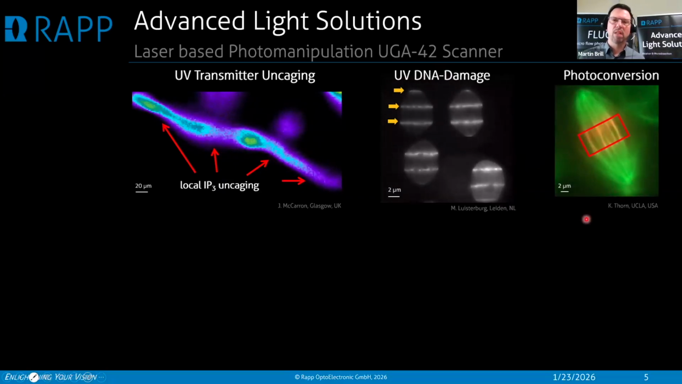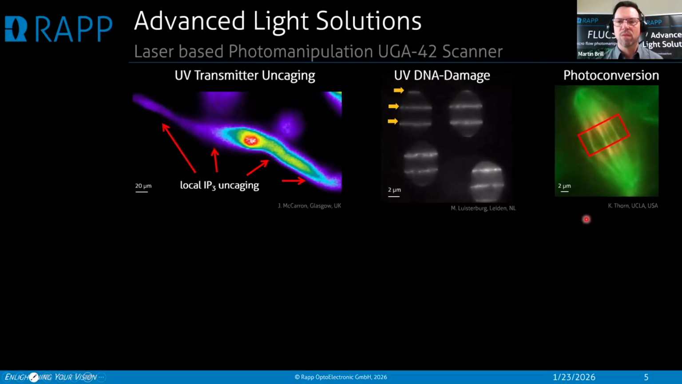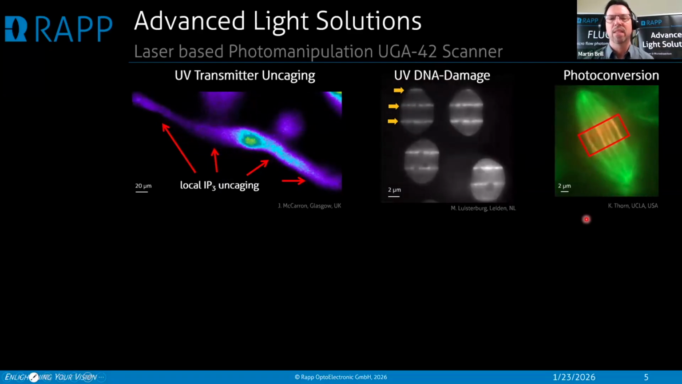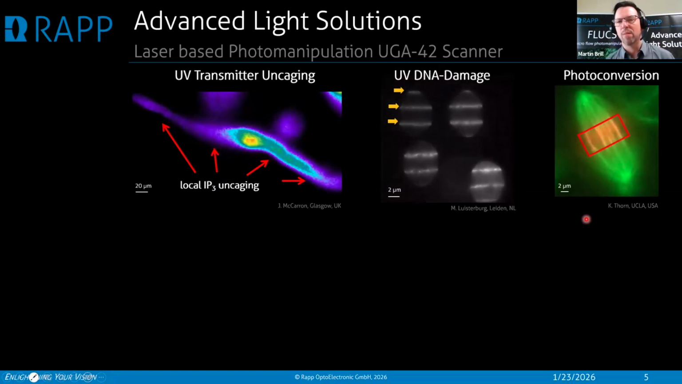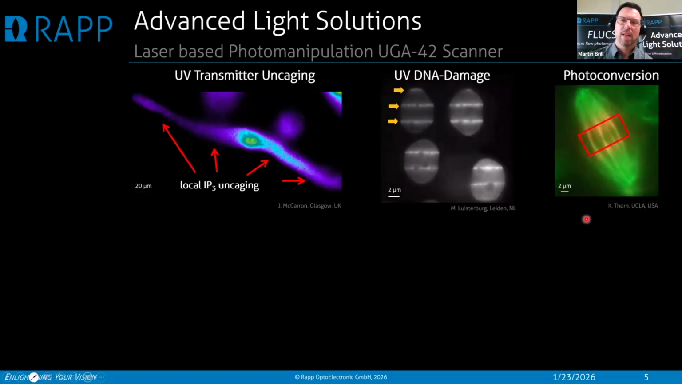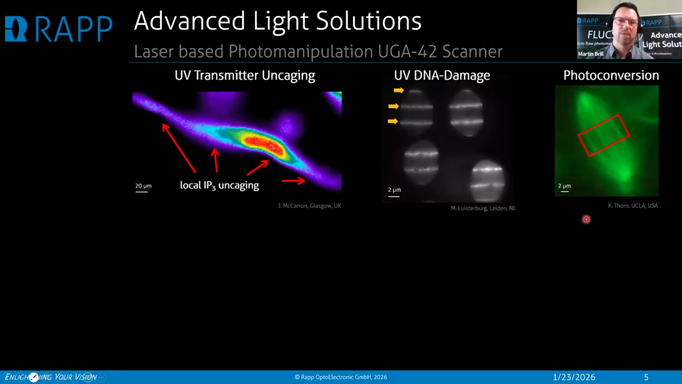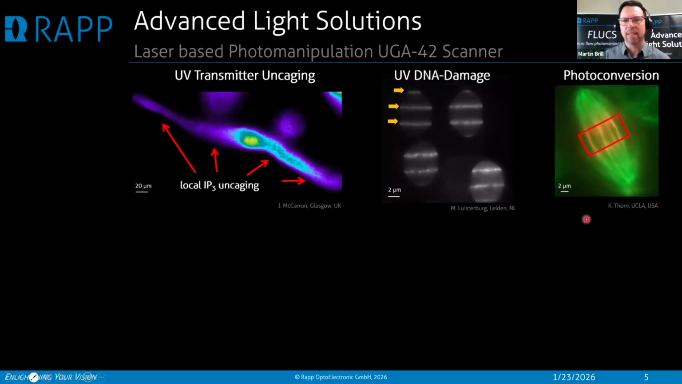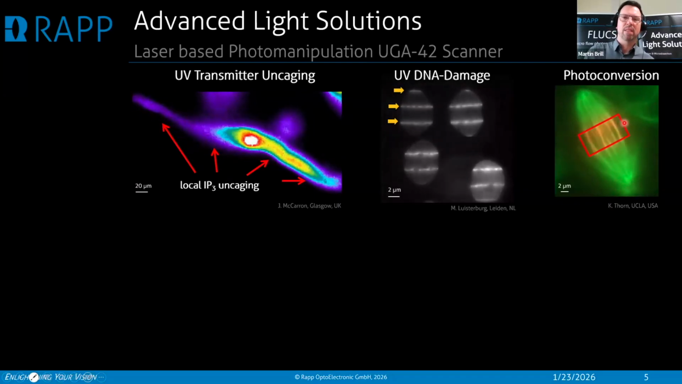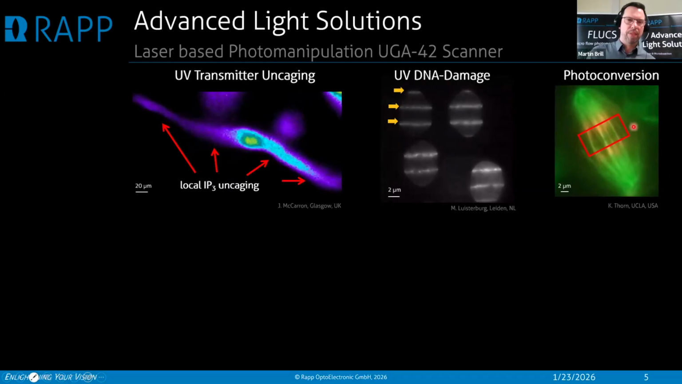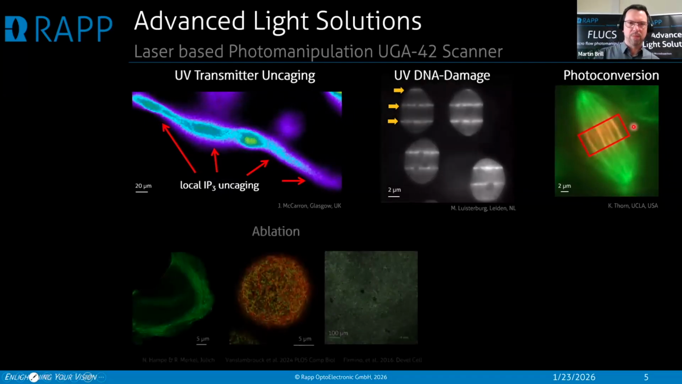Of course, typical photomanipulation would also be photoconversion, like MEOS, where you flash the blue light onto the spindle apparatus, for example, and at the one-time hit, it changed from green into orange, and you can answer questions like, where did the origin of the spindle apparatus come from? It's green, so something new happened there.